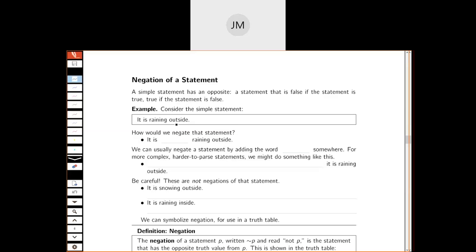Okay, so let's look at some examples. Consider the simple statement, it is raining outside. An easy way to negate that statement would be to say it is not raining outside. Then if it is raining outside is true, then the statement it is not raining outside would be false. And vice versa, if it is raining outside is false, that means it's not raining outside, so the statement it is not raining outside would be true. So throwing a not in there is an effective way to make a negation. Usually we can negate a statement by adding the word not somewhere.